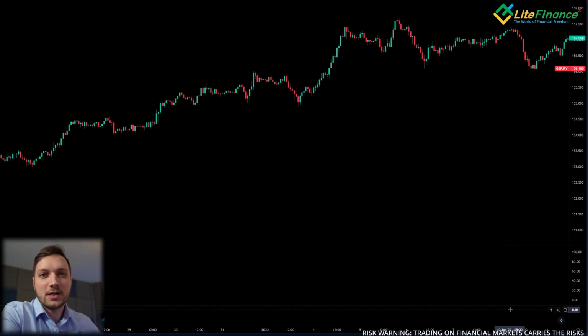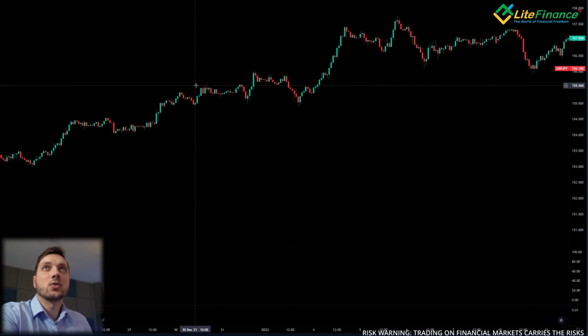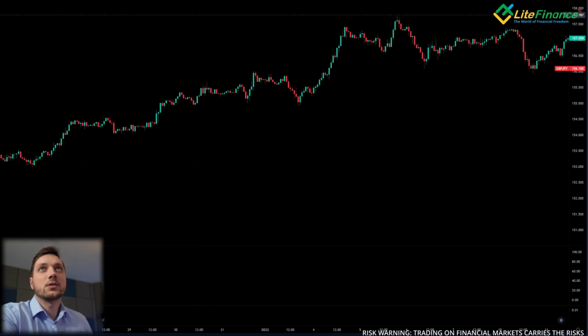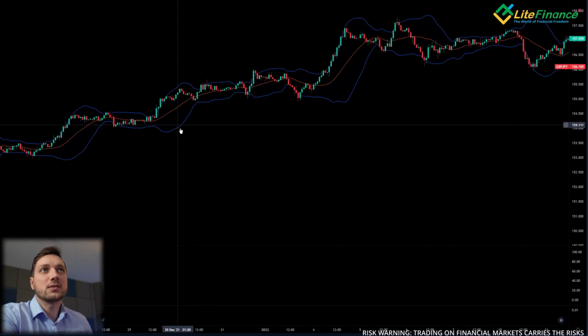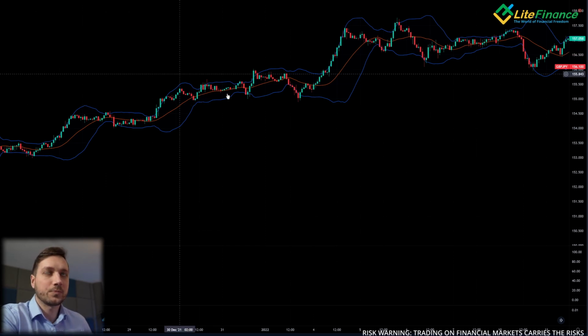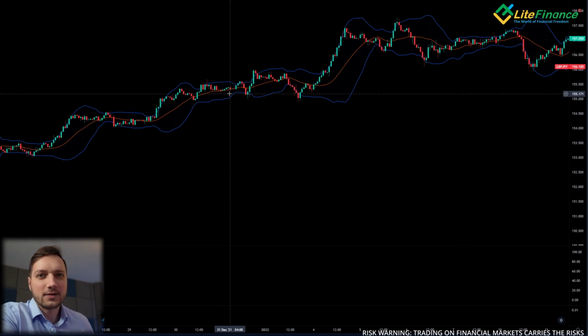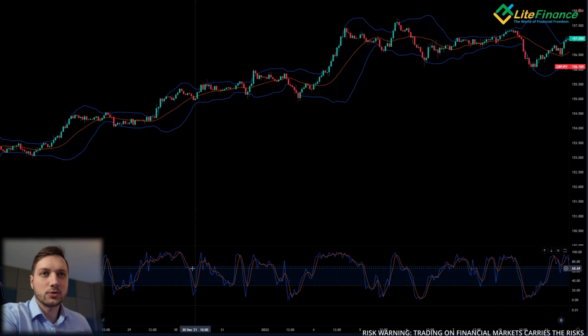So without further ado, let's jump into the platform and see what we've got. Okay, so we are in the trading platform, and first things first. This is the chart of British pound against Japanese yen, the currency pair. Firstly, of course, we need to add the Bollinger Bands, with the default settings, which is 22 and 0. Next, we will add another very popular indicator, the stochastic indicator, also with the default settings, which is 14, 1 and 3.